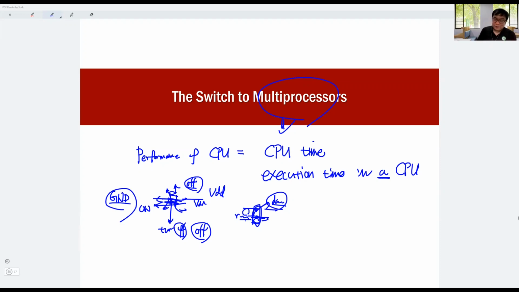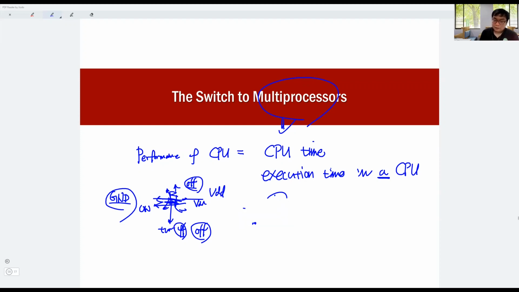Okay, so because of this leakage power, the Dennard scaling is not maintained. So that means that if we use some larger chip, or some more advanced CPU, this CPU will consume more power. Okay, and then that's the problem.